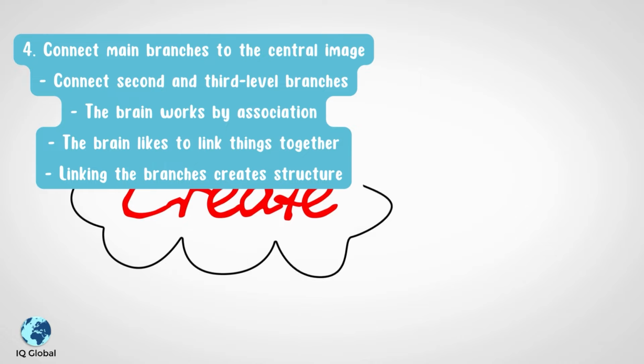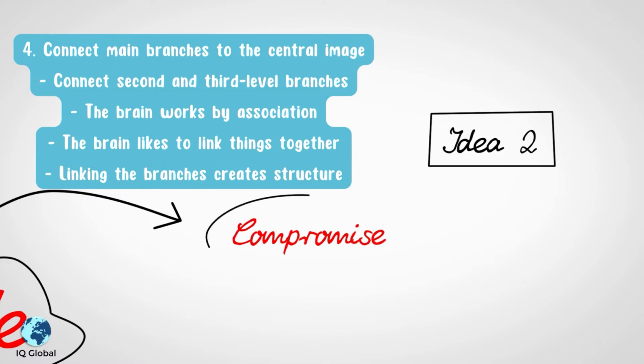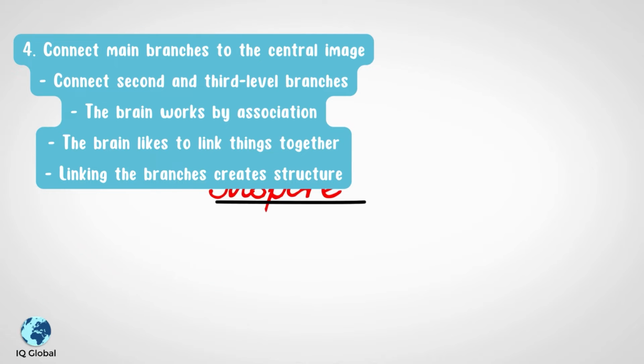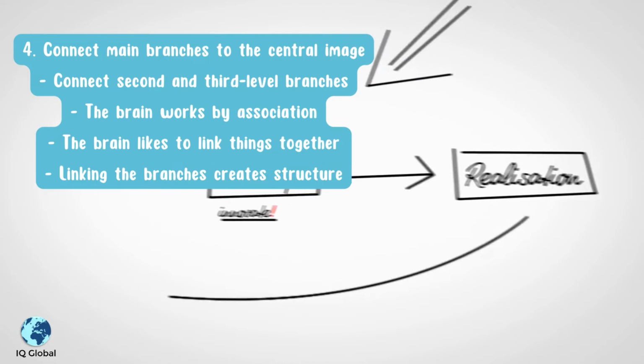4. Connect main branches to the central image. Connect second and third level branches. The brain works by association. The brain likes to link things together. Linking the branches creates structure.